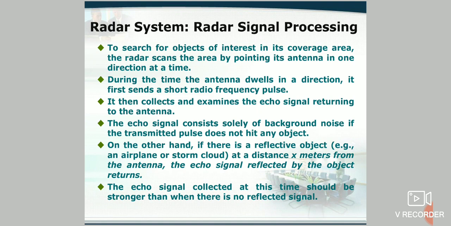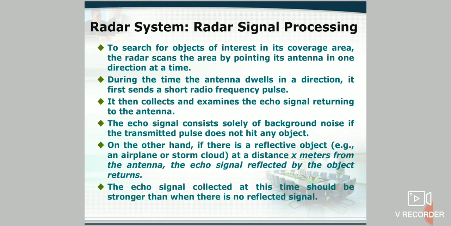So from the strength of the signal, we can detect whether there is an object in this area or not. If there is an object, then the received signal is strong enough, compared to when there is no object.